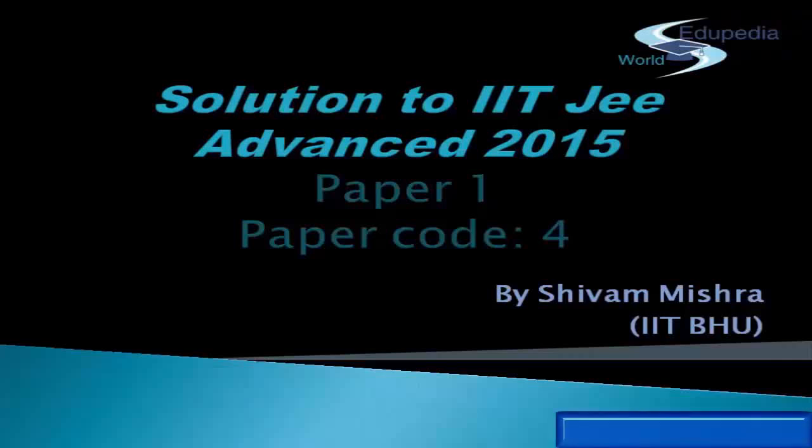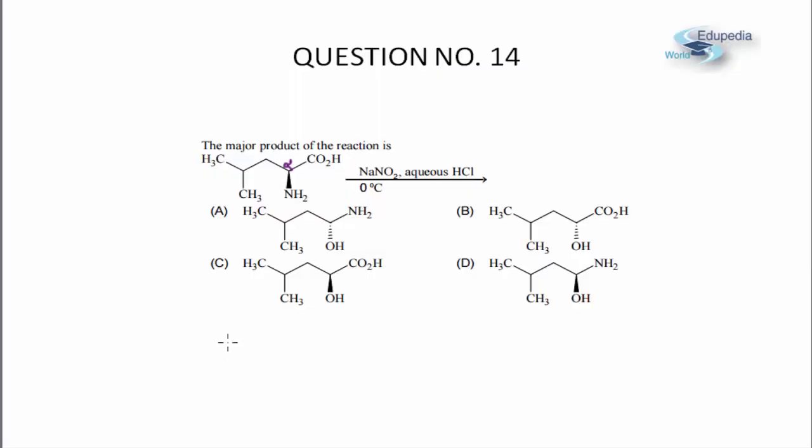My name is Shivam Mishra and today we are going to discuss the solutions to IIT JEE Advanced 2015 paper 1. The code which we are using is 4. Okay students, let us have a look at question number 14. Question number 14 is a slightly tricky question from organic chemistry. Let us have a look at it.